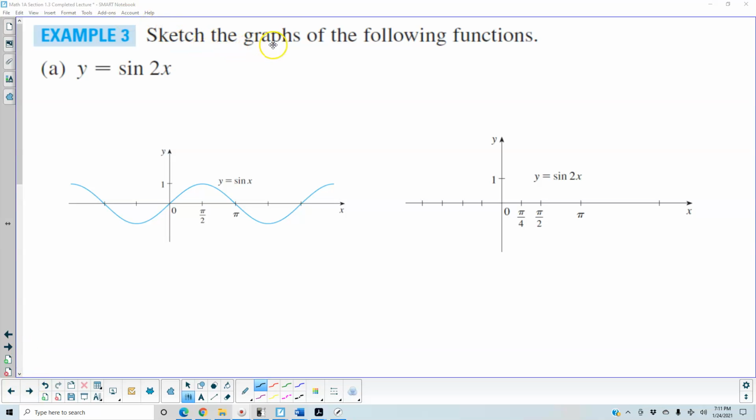Example 3, we're going to sketch the graphs of the following functions. y is equal to sine of 2x. So here's our graph of y equals the sine of x. And what we're going to do is compress the sine function by a factor of 2 horizontally.